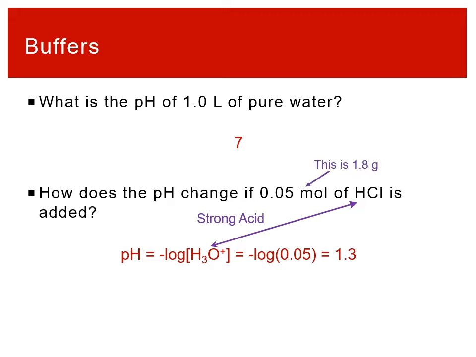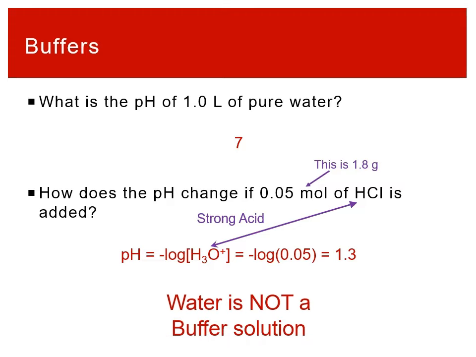Because it's strong, all of that HCl produces hydronium, and the pH of this solution would be 1.3. So I added 1.8 grams of HCl, and the pH changed a lot. I went from 7 to 1.3. That is not a small change in the pH. That is not resistance to the change in pH. So water is not a buffer. If you add acid or base to water, the pH readily changes in either direction. We want something where, if you add a small amount of acid to it, not much change in the pH occurs.